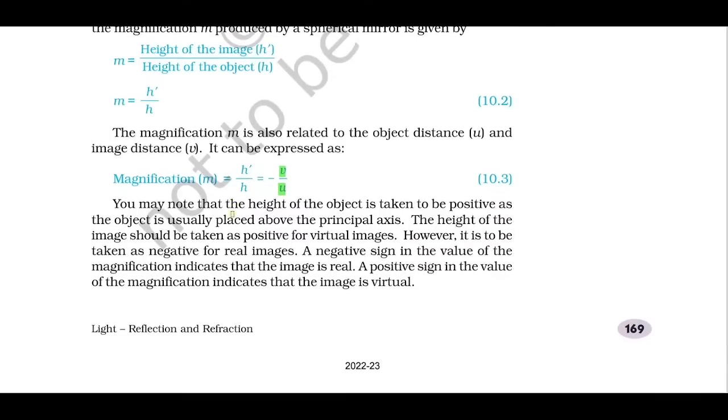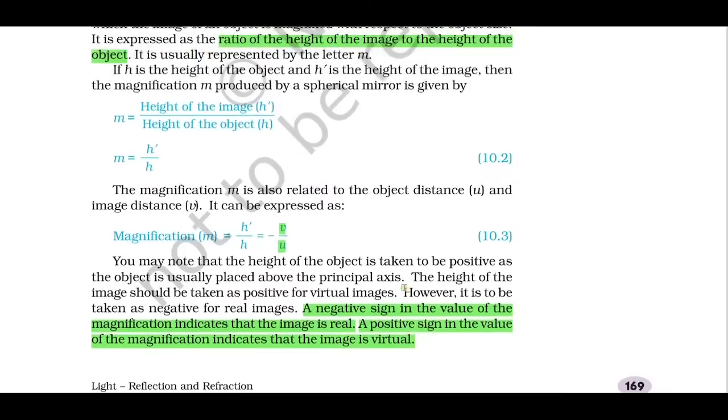So here the magnification is usually taken as negative because the image is real, right? The negative sign in the value of the magnification indicates that the image is real. A positive sign indicates that the image is virtual. A negative sign indicates the image is real. In case of a positive sign, that means the image is virtual. Magnification equals minus v by u.